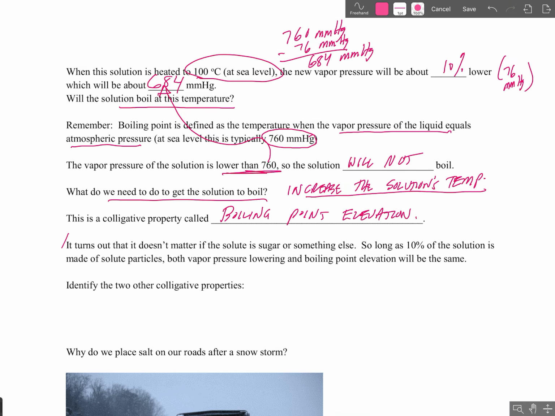It turns out it doesn't matter if the solute is sugar or something else. So long as 10% of the solution is made of solute particles, both the vapor pressure lowering and the boiling point elevation will be the same.